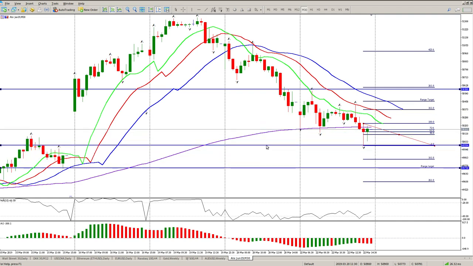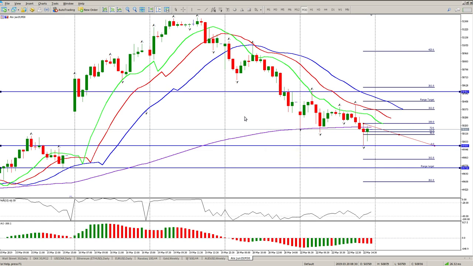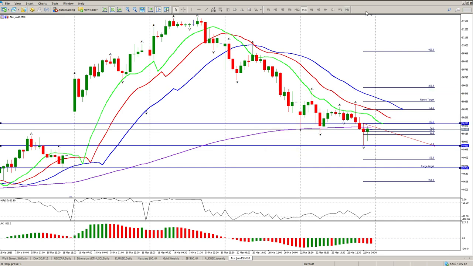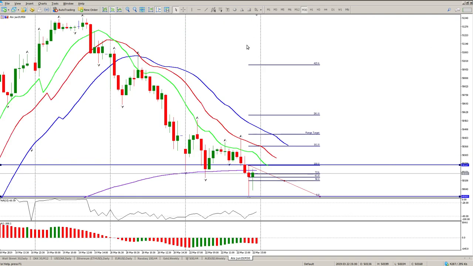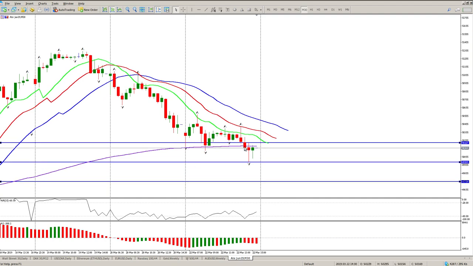Give me 1 second, just line up everything for you. And okay, so we can delete the Fibonacci here. Right, so that is your closing range.